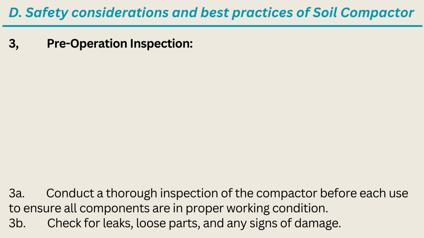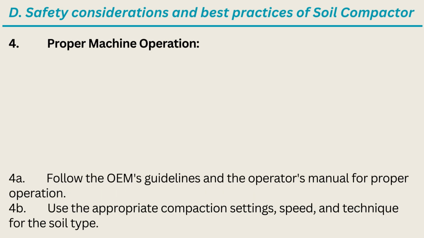3. Pre-operation inspection. 3A. Conduct a thorough inspection of the compactor before each use to ensure all components are in proper working condition. 3B. Check for leaks, loose parts, and any signs of damage. 4. Proper machine operation. 4A. Follow the OEM's guidelines and the operator's manual for proper operation. 4B. Use the appropriate compaction settings, speed, and technique for the soil type.